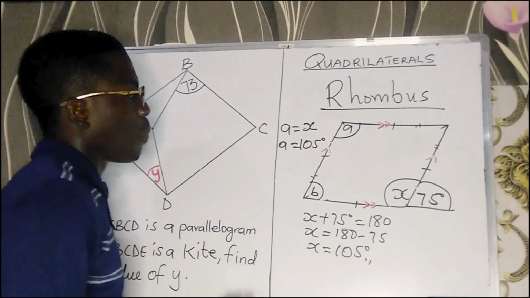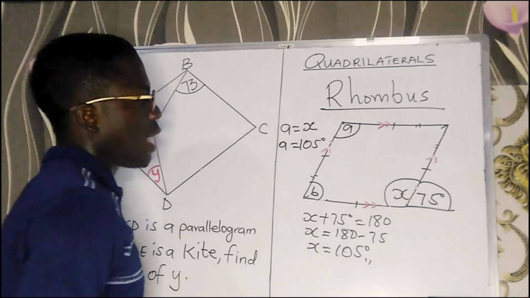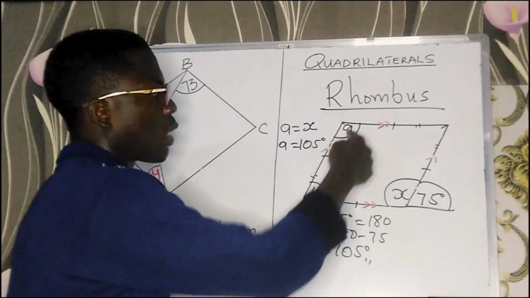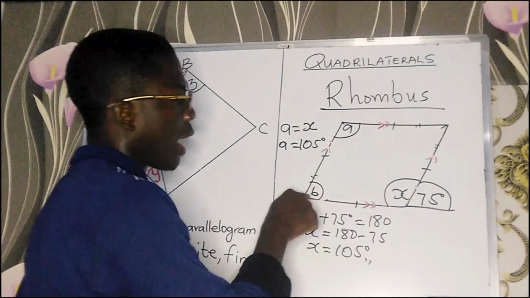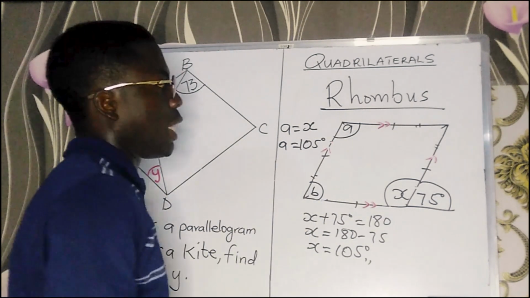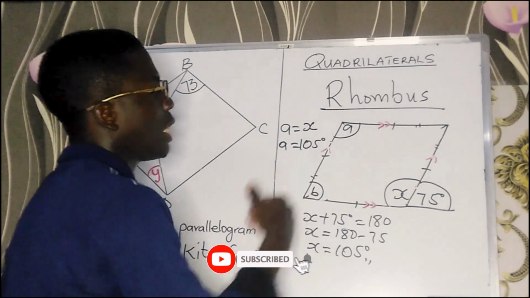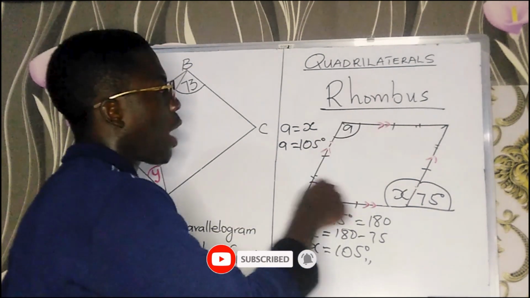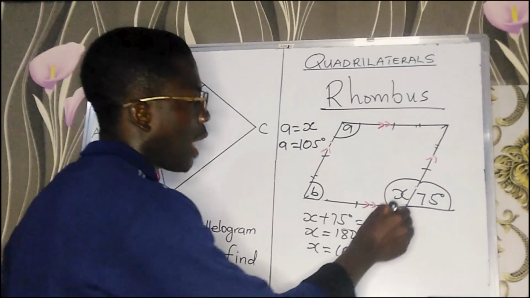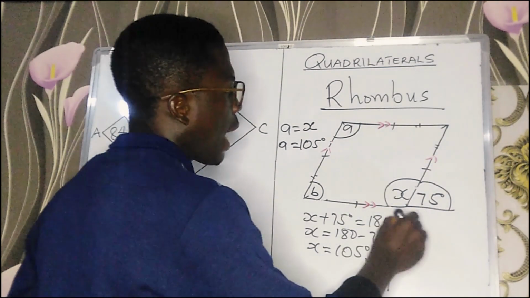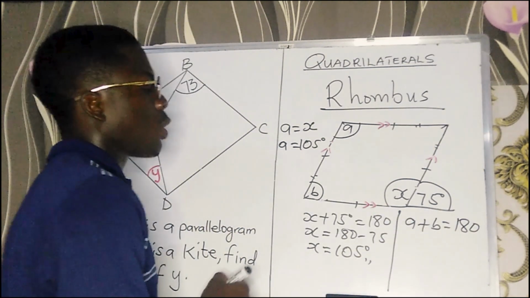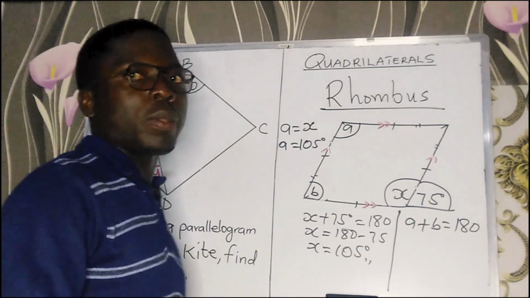Good. Now, A plus B is equal to 180 because they are co-interior angles. Since this line is parallel to this line, and also this line becomes the transversal line. And so, whenever they are within the parallel lines and they are at one side of the transversal line, we say they are co-interior angles. And so, A plus B should be equal to 180 because co-interior angles add up to 180.